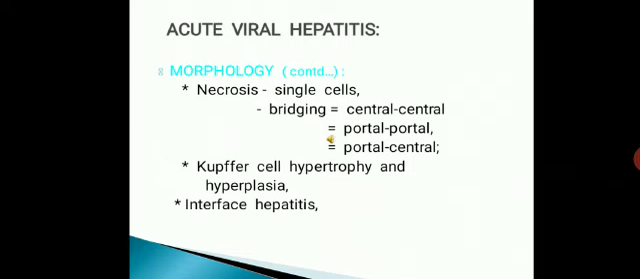There can be different types of necrosis in the liver. There can be single cell necrosis or there can be bridging necrosis. Bridging necrosis can be from central vein to central vein, from portal triad to portal triad, or from portal triad to central vein. There can be Kupffer cell hypertrophy and hyperplasia, or there can be interface hepatitis.